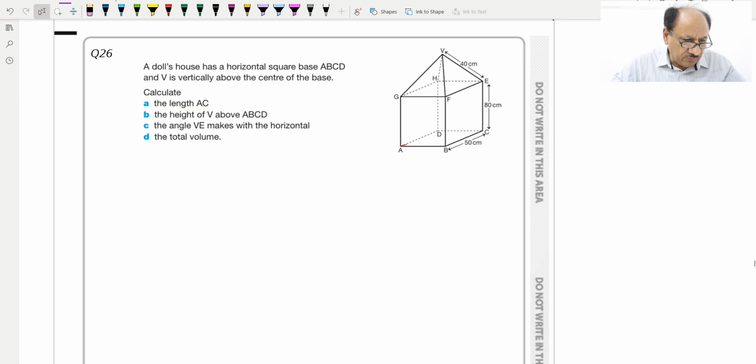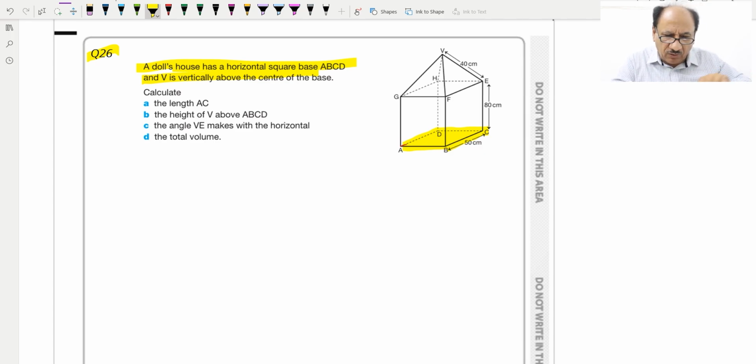So let us move to the next question, which is question number 26. And question number 26 says, a dollhouse has a horizontal square base, and this base is horizontal and square also, so each side is 50 centimeters. And V is vertically above the center of the base.